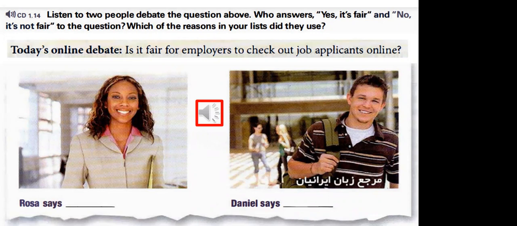All right, guys, now please talk to each other, okay? There are 10 of you. I am assuming by now you are getting to know each other a little bit. So share your answers, share your questions, and come up with an answer. As a team, tell me, what does Rosa say? Is it fair or not fair? What does Daniel say? Is it fair or not fair? Please share.